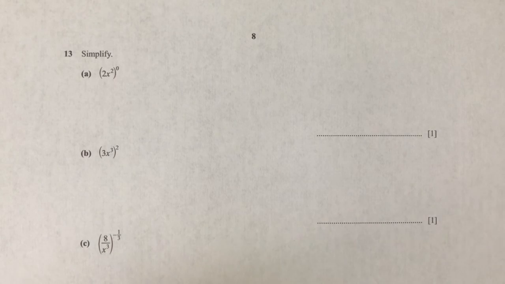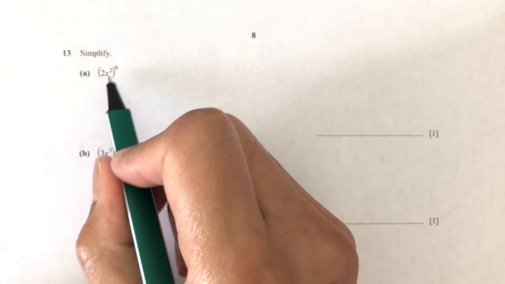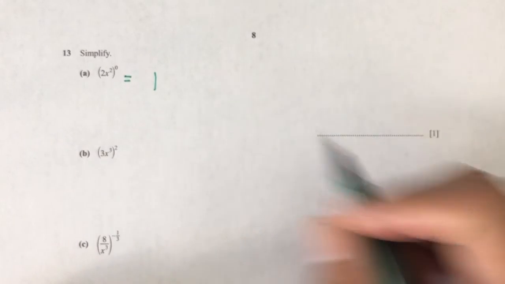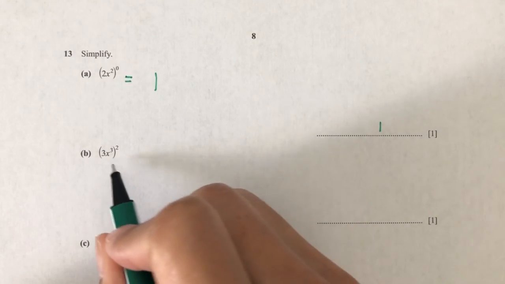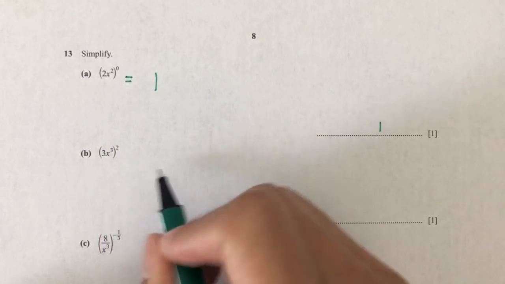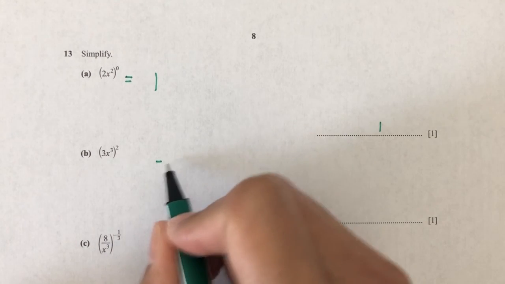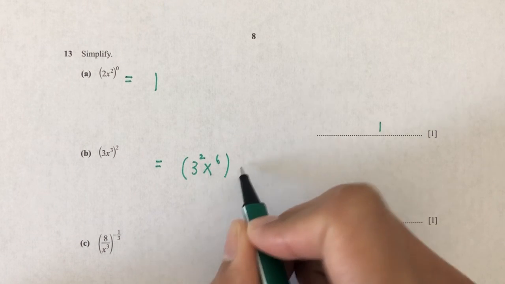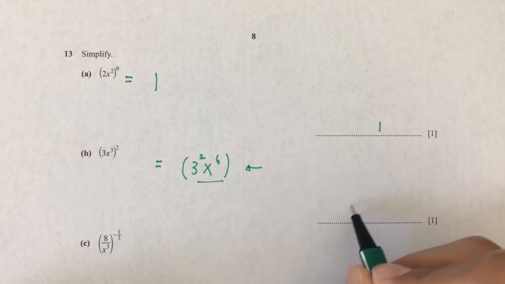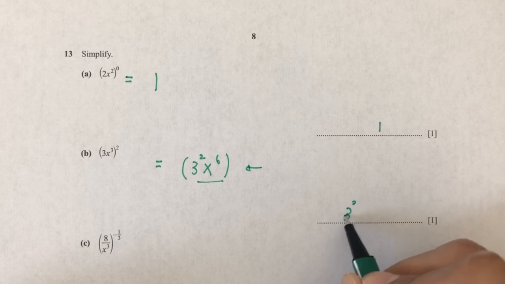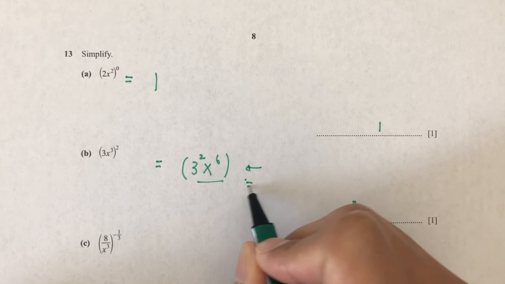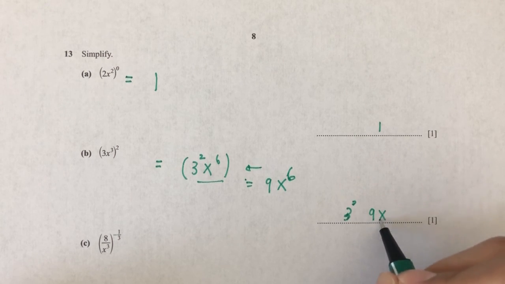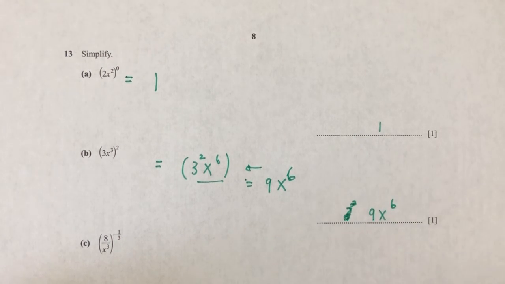Question number 13, simplify. So we have 2x squared to the power 0. We know that anything to the power 0 is equal to 1. The answer is 1. So we have 3x cubed to the power 2. So let's expand that. Let's bring the 2 inside. We will have 3 squared x to the 6. Sorry, 3 squared is 9. So your answer will be 9x to the power 6.